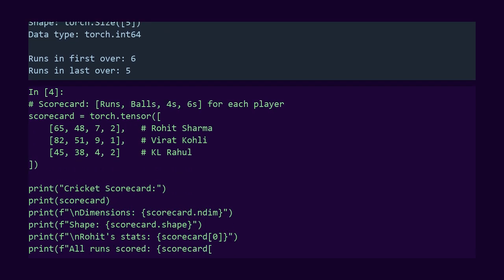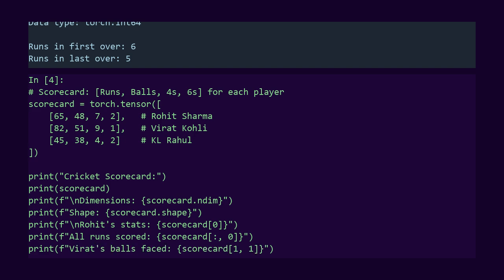Rohit Sharma scored 65 runs from 48 balls with 7 fours and 2 sixes. Virat Kohli scored 82 from 51 balls. KL Rahul scored 45 from 38 balls. Look at the structure. Number of dimensions is 2. It's a matrix. Shape is torch.Size, 3 by 4.